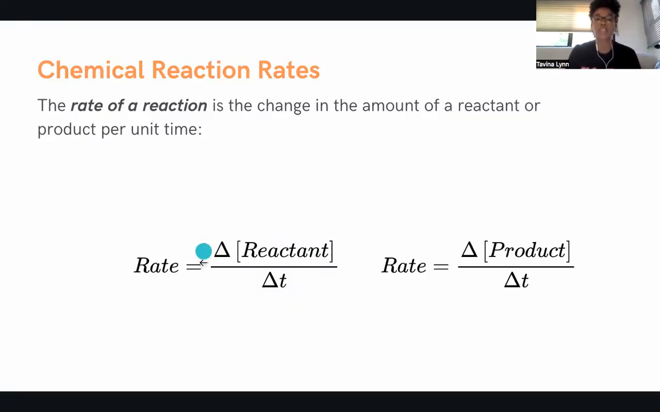So the reason that it should be a negative here is because our reactants are being consumed. So if we're writing the rate with respect to the amount of reactant, over time we have less and less reactant, right? This is our expression if we write the rate with respect to product. This is the change in product concentration over the change in time.